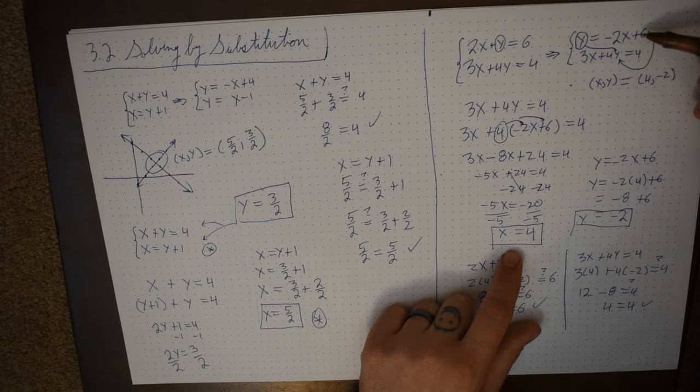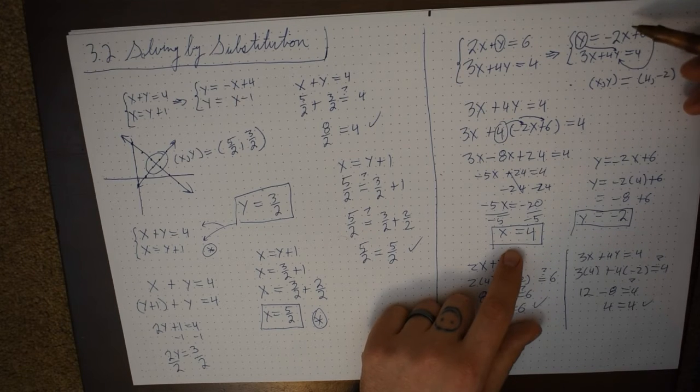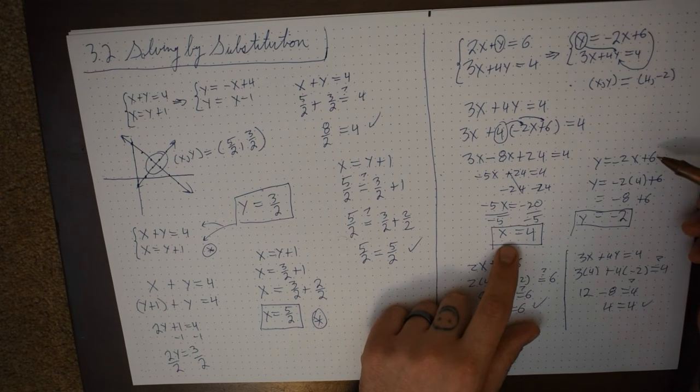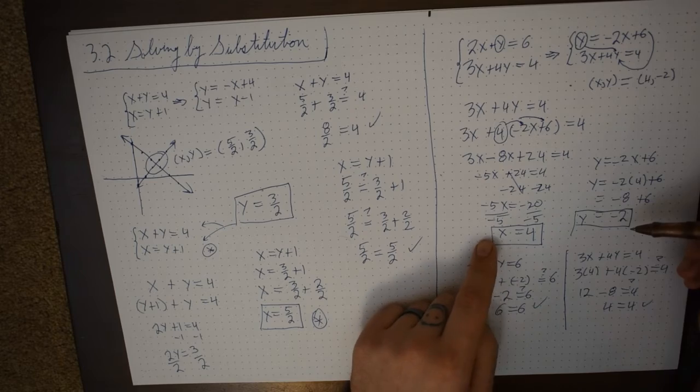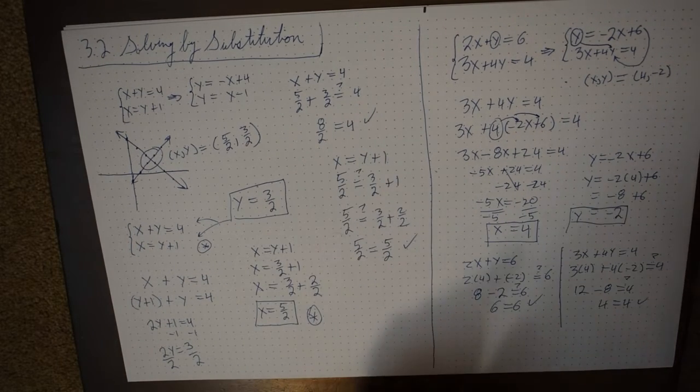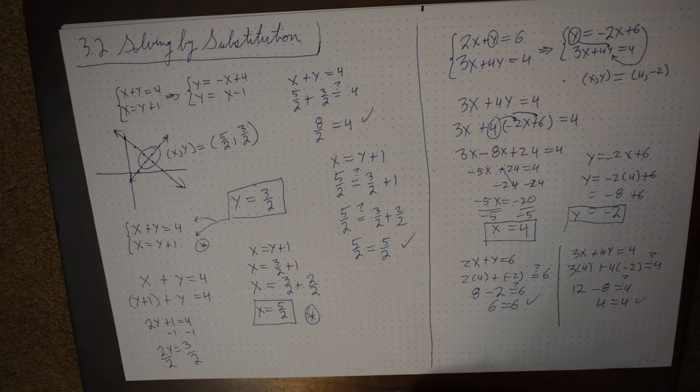We chose this top equation because it was a little bit easier to work with. y is equal to negative 2x plus 6. Well, x is 4. We plugged that in for x, solved for y, got y is equal to negative 2. The part for good measure, we checked our work when we were done to make sure it checked out.